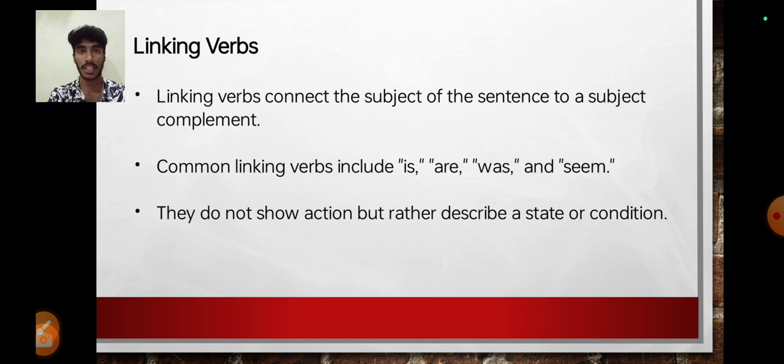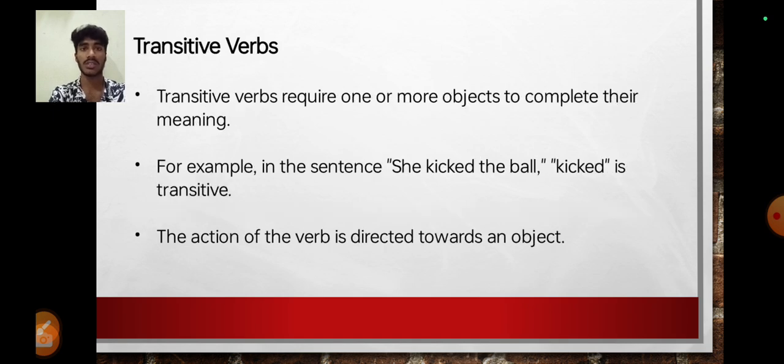Now we'll talk about the linking verbs. Linking verbs connect the subject of the sentence to the subject complement. Common linking verbs include is, are, was, and seem. They do not show action but rather describe a state or condition.